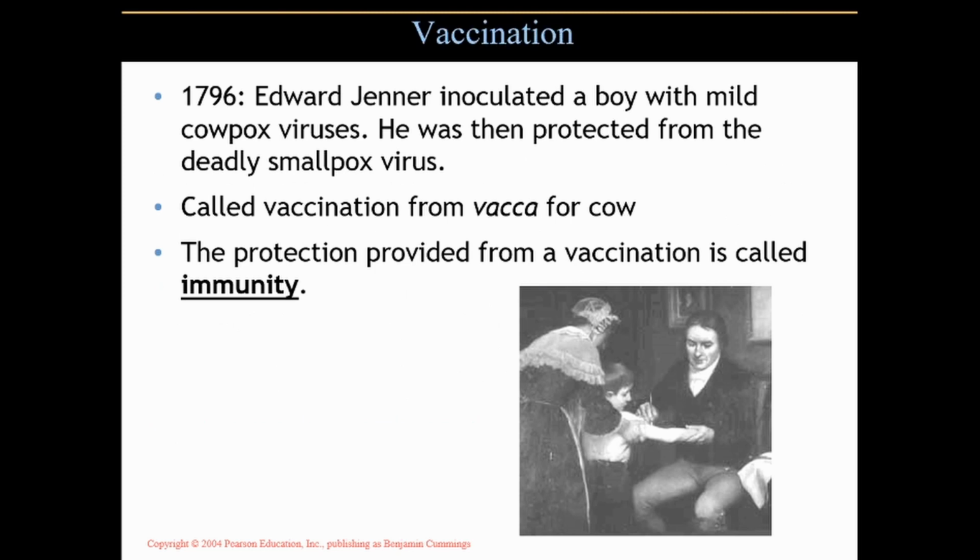Well, in 1796, we'll talk about that when we get to viruses, more about Edward Jenner and the first vaccination. He inoculated a boy with mild cowpox viruses. The boy then was protected from the deadly smallpox. So he developed the mild illness of cowpox. Then Jenner intentionally exposed this boy named James Phipps to smallpox, live smallpox viruses, and little Jimmy Phipps did not get sick.